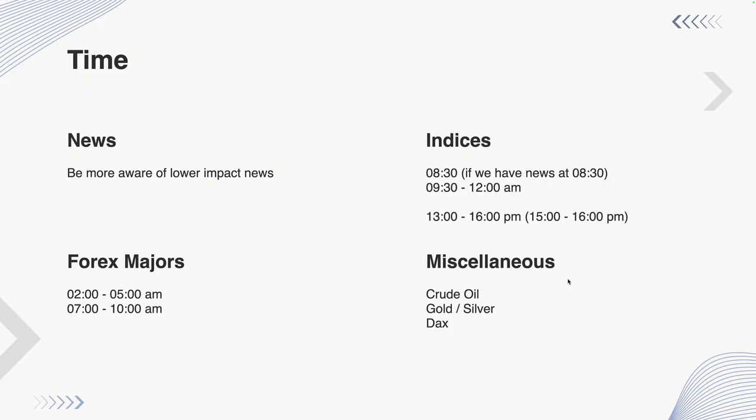Then miscellaneous right there. We have crude oil. Crude oil also is very active after 9:30, so the equities open that we have on indices. The volatility for crude oil dies down a little bit earlier than on the indices, so usually around 2 p.m., something like that. Then gold and silver is also very nicely tradable actually for your flow trading plan. Gold and silver, I would refer more to Forex kill zones as well, rather than the indices kill zone. So the volatility again on gold and silver dies down a little bit earlier.